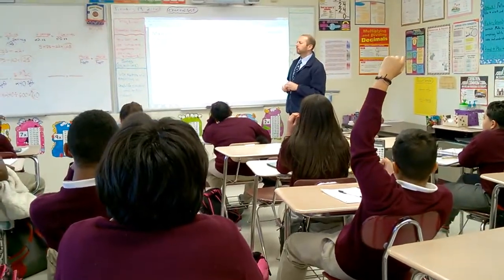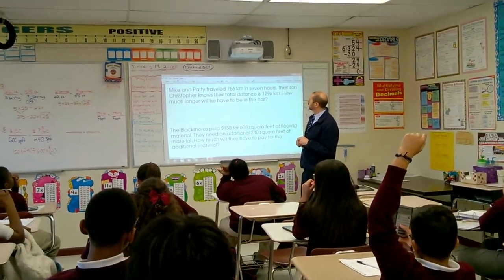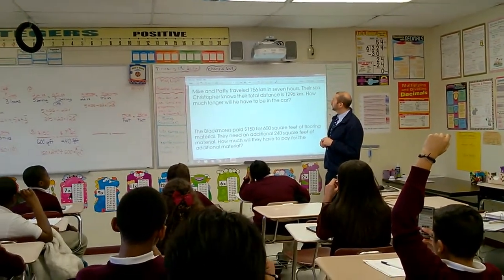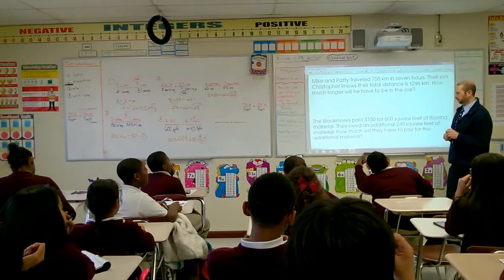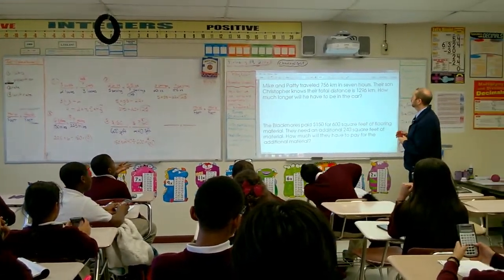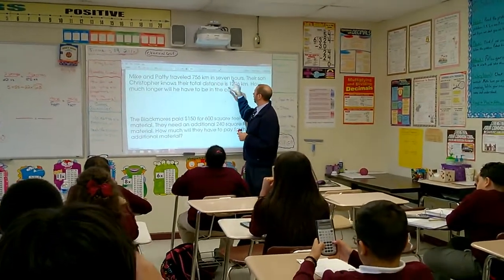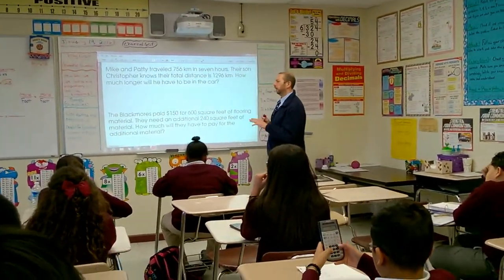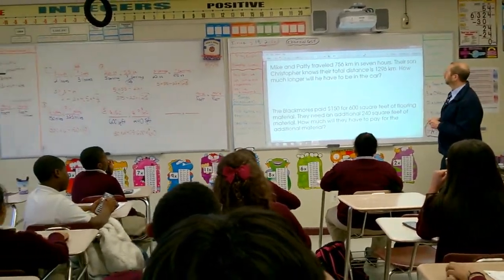What do you think, Chuck? I think 7 and 756 and 1260. All right. So you're saying in kilometers, we got our kilometers and our hours, speed of feet. All right. I like that. Good way to think.